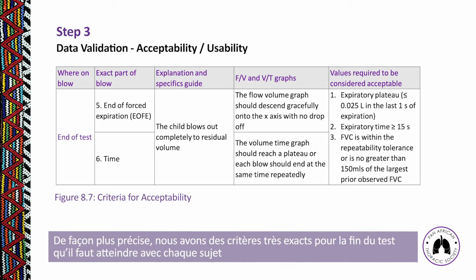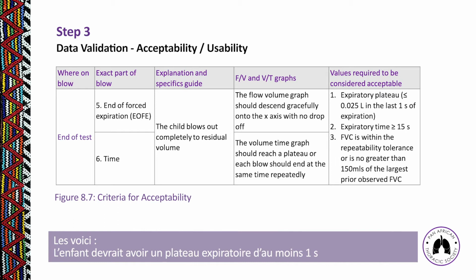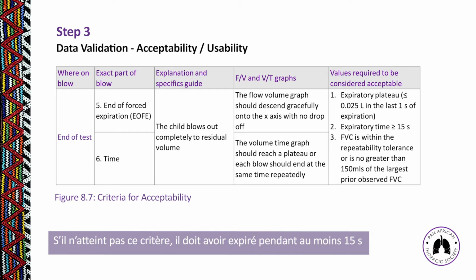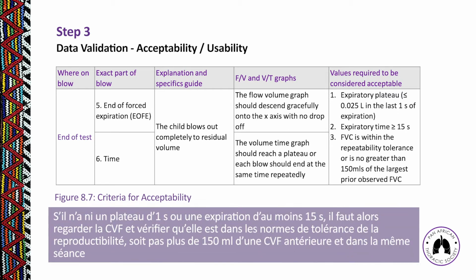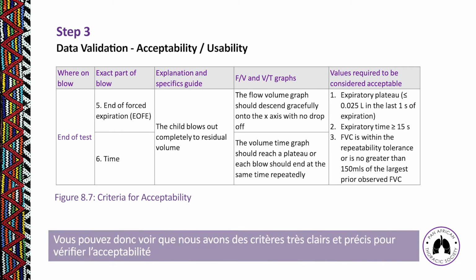More specifically, we have very, very specific end of test criteria which we need to achieve with each and every patient. And these are as follows. The child needs to either have an expiratory plateau of at least 1 second. If they don't have an expiratory plateau of at least 1 second, they must have blown out for at least 15 seconds. If they do not have a plateau of 1 second, or they have not blown out for at least 15 seconds, then we need to look at the FVC and see that it's within repeatability tolerance, that is no greater than 150 mils of a prior FVC in the same testing session. So you can see we have very clear, specific criteria for acceptability.